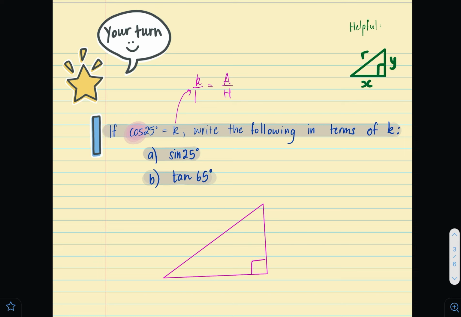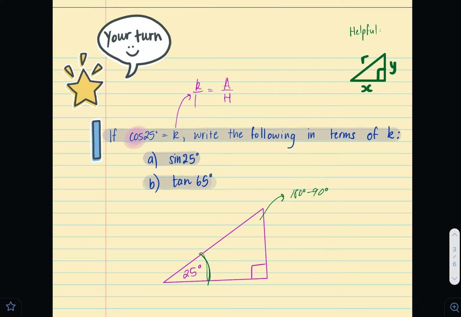We're going to sketch 25 degrees, and because it's a good habit, I'm going to calculate this third angle of the triangle. Interior angles of a triangle all add up to 180, so I'm going to subtract my 90 degrees and my 25 degrees in order to get that third angle, which is of course 65 degrees.